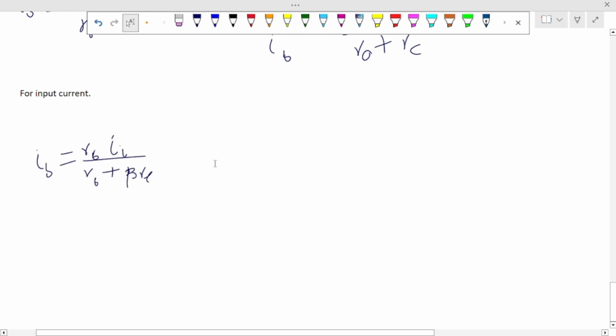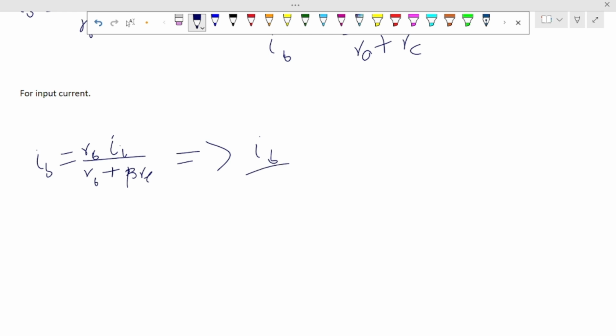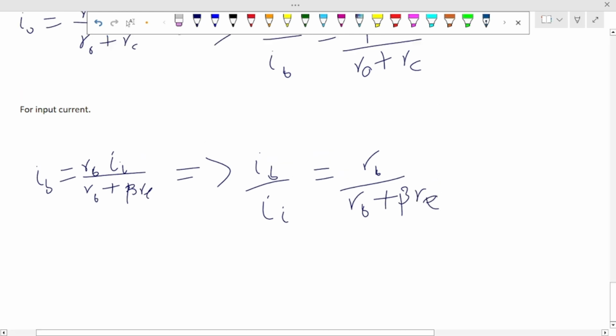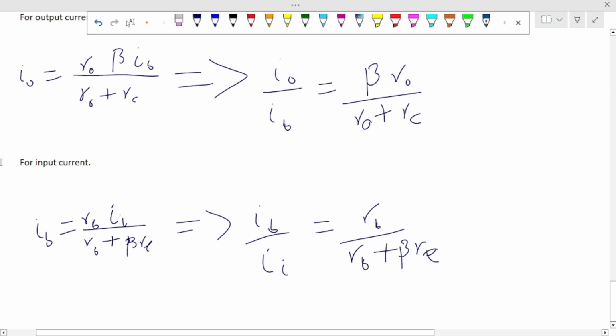Good. Of which we can write as IB over I equals RB over RB plus beta RE. Now we can see, we have this.